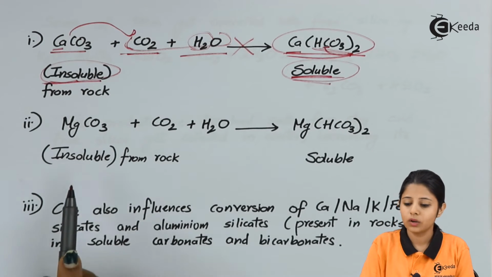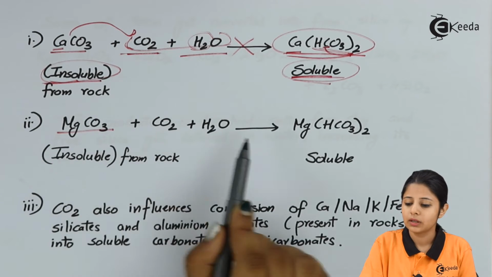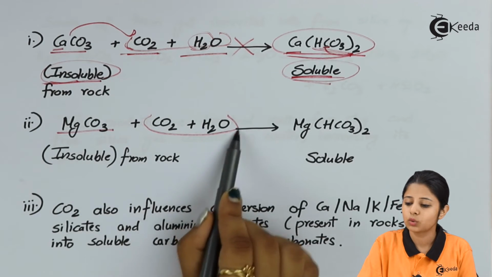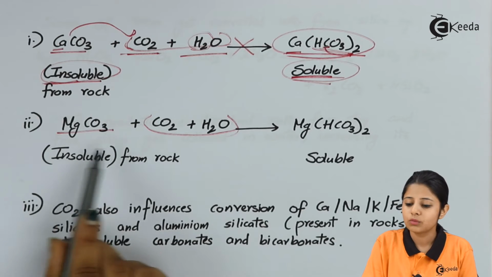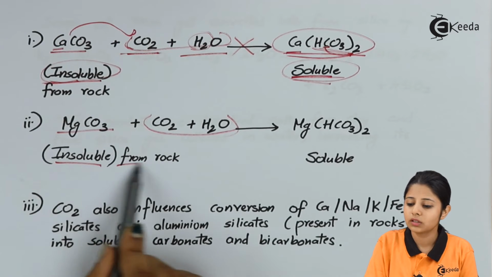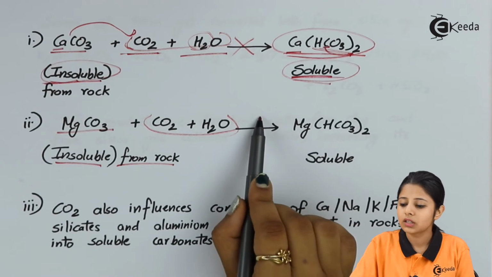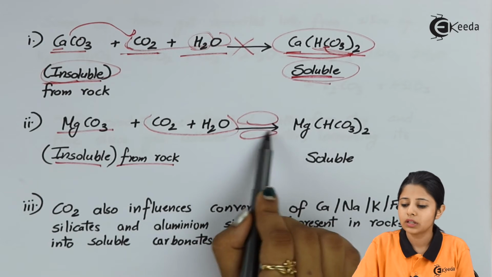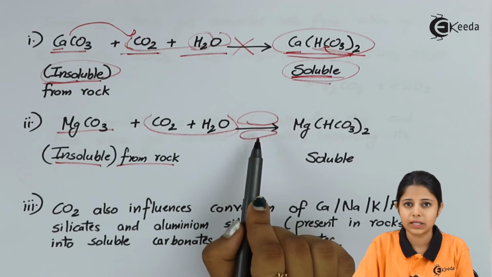The next over here we have is MgCO3 plus CO2 and water. This is CO2 and my water solution. This MgCO3 is again insoluble and it is from the rocks. Again, it does not need anything on the arrow. It needs no energy, no external interference, nothing.